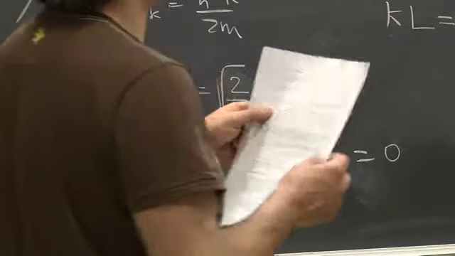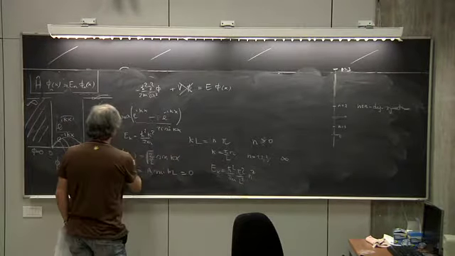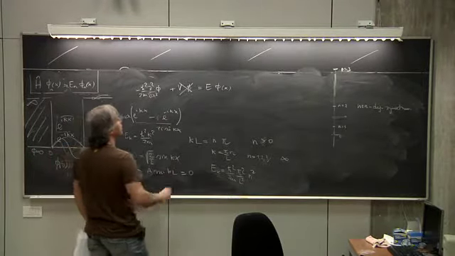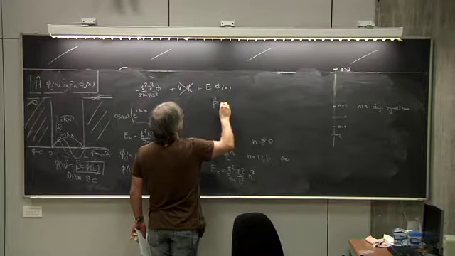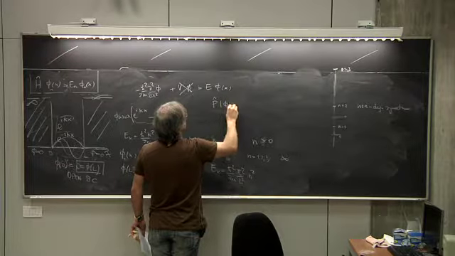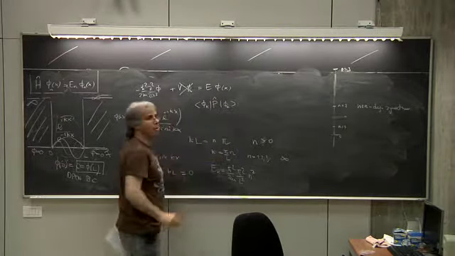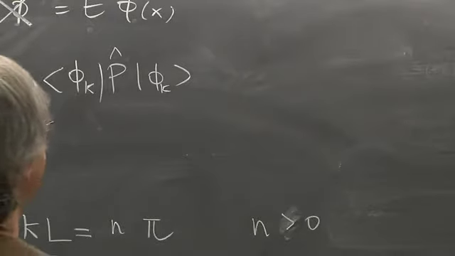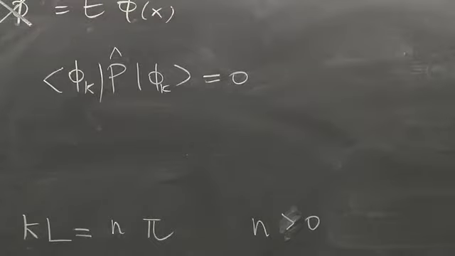Okay, then there is a series of things that you can verify. For instance, call phi k those functions. You can prove that if you calculate the momentum operator, the average momentum is 0. Exercise for you. It's a very simple thing.